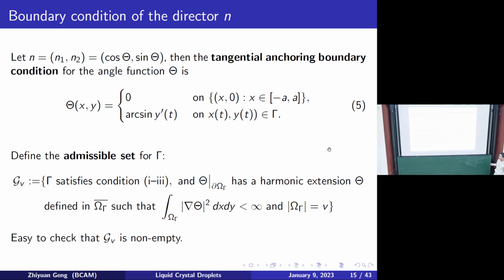So then we define our admissible set for this gamma. The gamma satisfies the previous assumptions, and this theta, this angle function, is defined on the boundary of omega gamma. So it is defined on gamma and the x-axis, and then we require that it has a finite energy extension in the interior. Because it is minimizing this Dirichlet energy, theta is just a harmonic function inside the domain. And the last one is the fixed volume, fixed area assumption on this gamma. Now you can see it is easy to check this admissible set is non-empty. You can just take a smooth graph and check that the energy is finite.